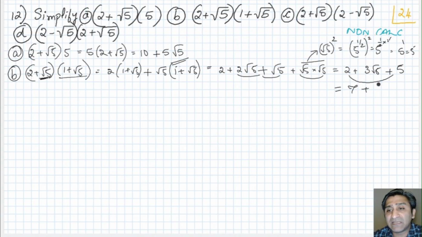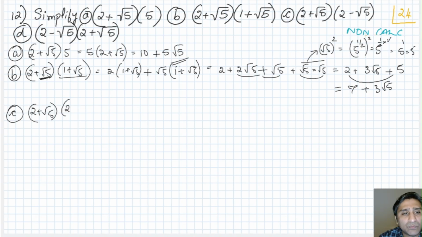So you're going to get 7 plus 3 root 7 plus 3 root 5. Very good. Now let's look at number C. Okay, 2 plus root 5 multiplied by 2 minus root 5.